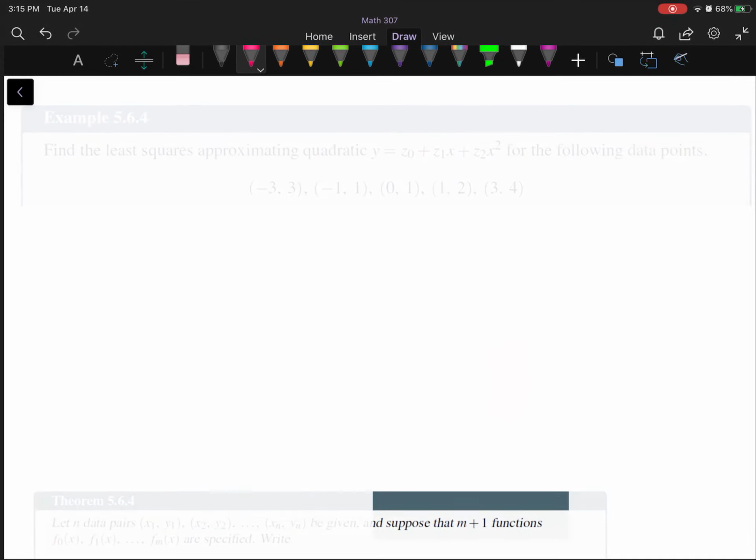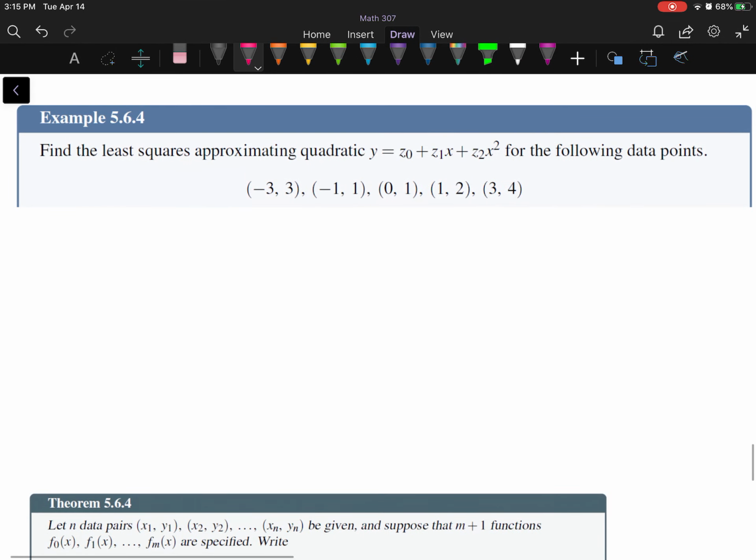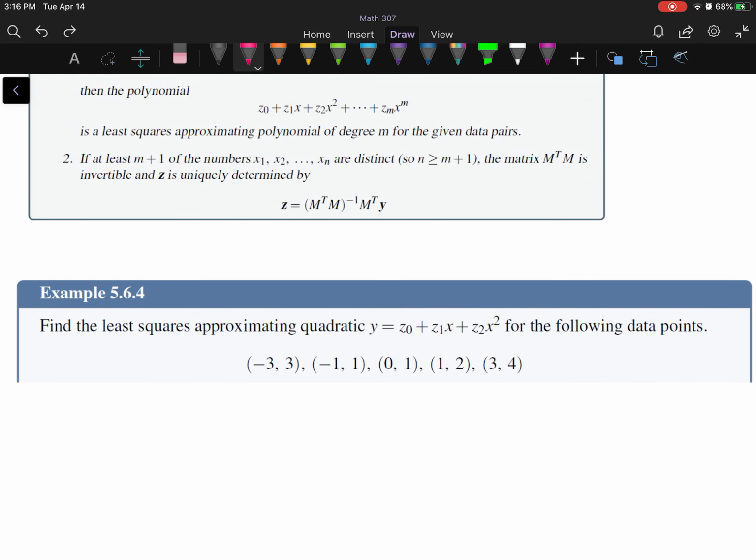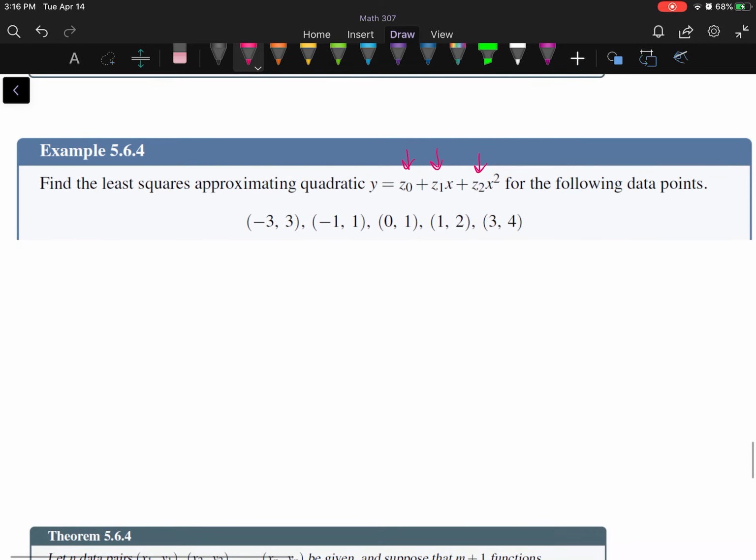And I feel like I've done this kind of problem with you guys before. It's been a while maybe. But again, to create a system of linear equations to solve for these 3 values, we're going to be solving for z0, z1, and z2. We just plug these points into our equation here and come up with a bunch of linear equations.